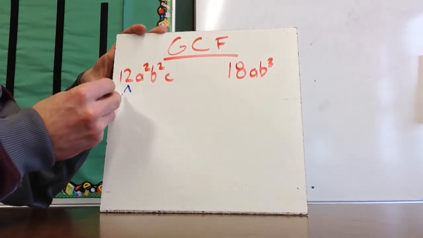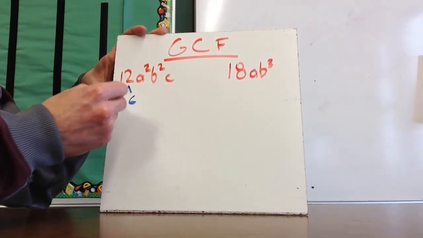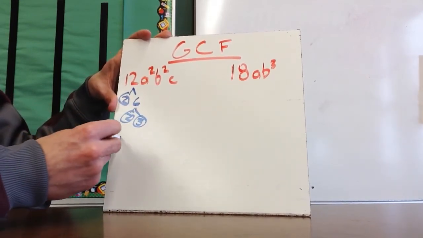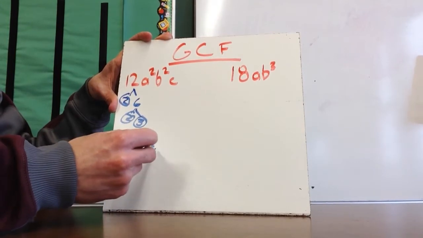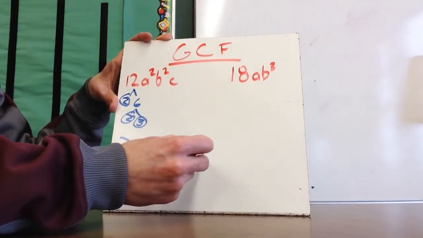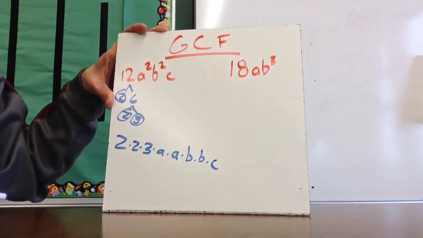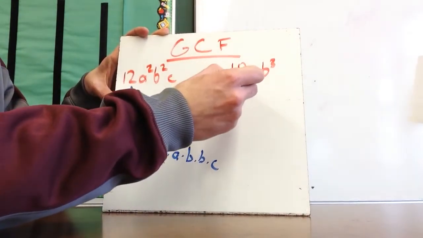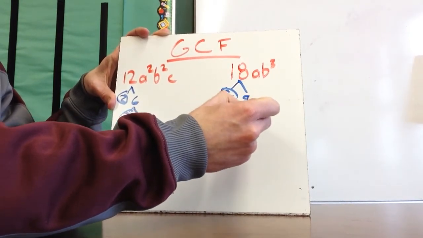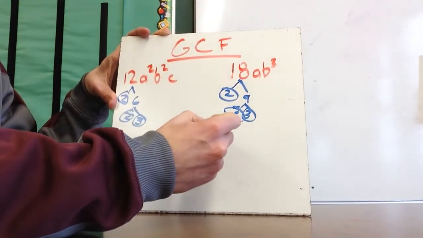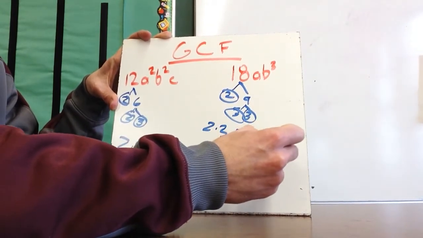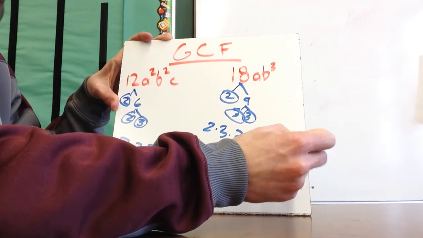And so as I break down the 12, this could be, let's say, 2 and 6, and then this would be 2 and 3. So the prime factorization here would be 2 times 3 times a times a times b times b times c. And then over here, let's say this is 2 and 9. I know 2 is a prime number. And then 3 and 3. And so this is going to be 2 times 3 times 3 times a times b times b times b.